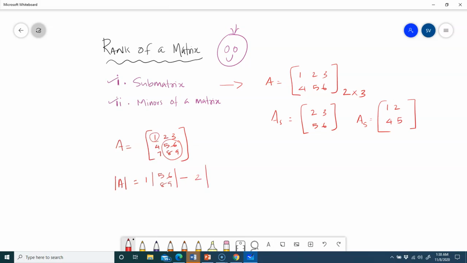Then what is the minor? You have to hide this row, this column and the same row. So the remaining is 4 6 7 9, and plus, when you are considering this 3 times, you have to hide the corresponding column and the row. So this row and this column you have to hide. The remaining is 4 5 and 7 8. This is what is called the submatrix and minor of a matrix.